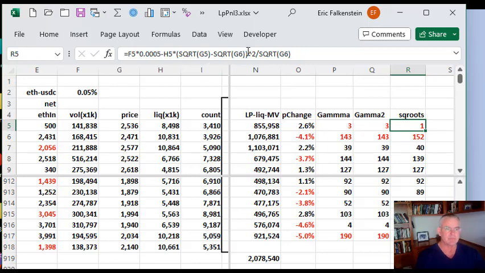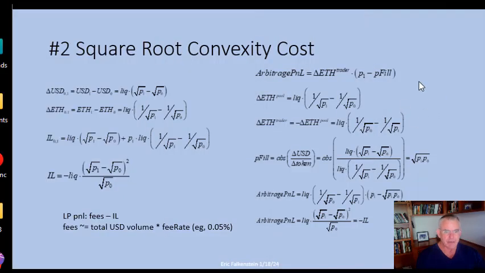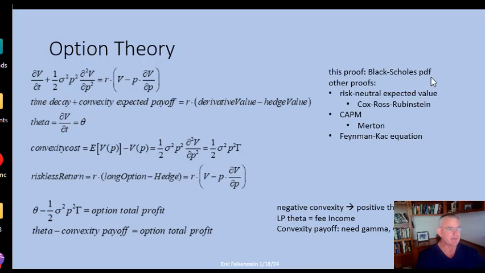And so all you need there is price start, price end, and liquidity. Boom. And you're done. And that's another way to do it. And then, the final way to do it is using option theory. And, as I showed you before, you can replicate the payout of the pool with an option straddle and do it that way.